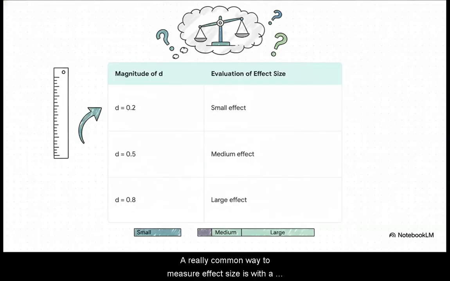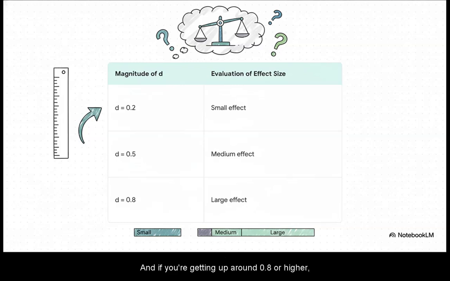A really common way to measure effect size is with a metric called Cohen's d, and this table here is like a handy little cheat sheet. A d-value of around 0.2, that's considered a small effect. 0.5 is medium, and if you're getting up around 0.8 or higher, well, now you're talking about a large effect. This helps put your findings into a practical context anyone can understand.